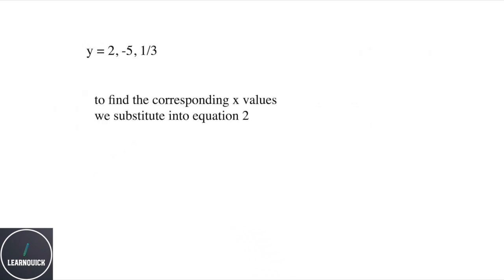Okay, so we need to find the corresponding x values for these, and we can substitute this into equation 2, as if we did it into equation 1, we would have had x squared, and then we wouldn't know if it's a positive or negative value, because x squared will give positive even if x is negative. So we substitute into equation 2.